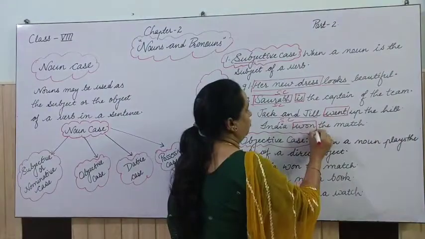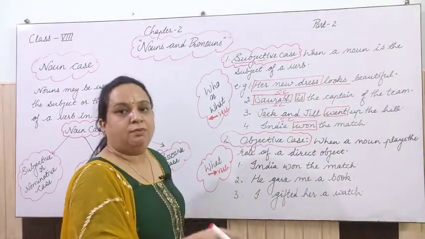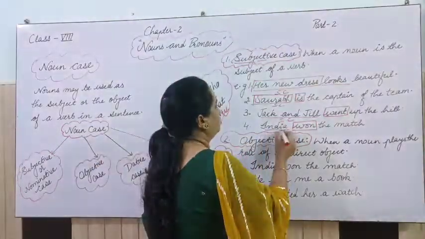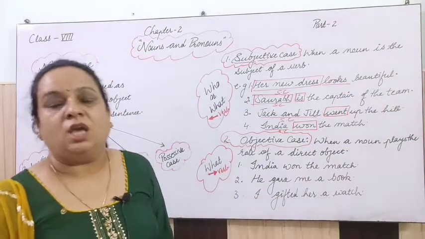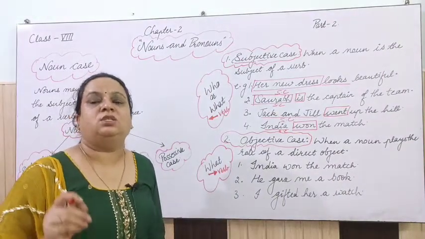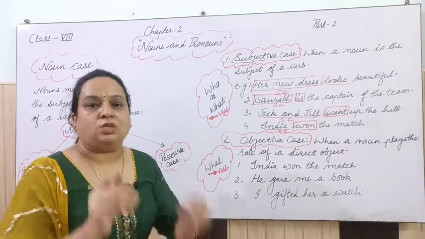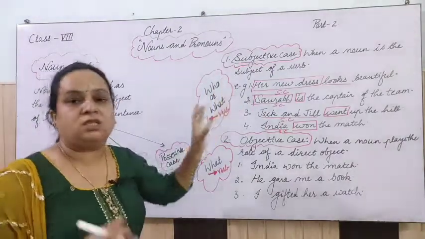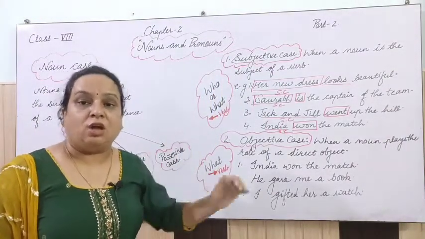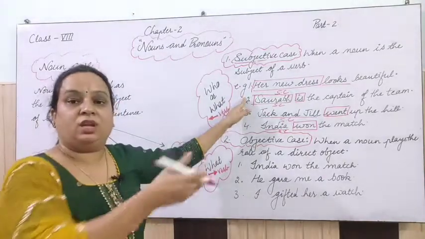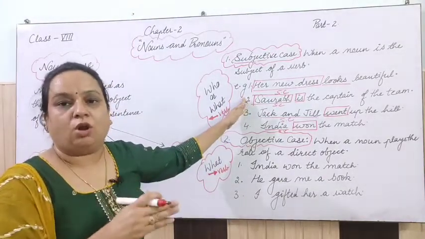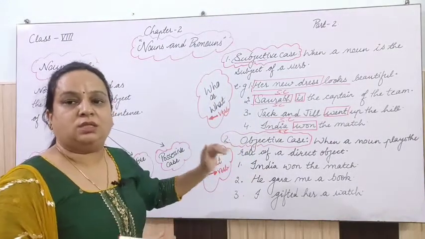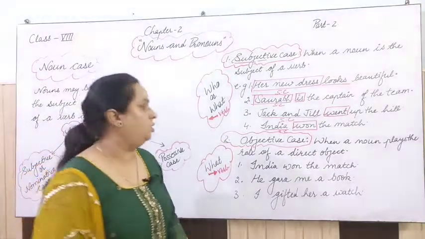Next is India won the match. Won is the verb, right? And what is the subject? Who won the match? India won the match. So this is subjective case, right? Like this you will find out the subjective case in the sentence. Let me revise once again for you. The subjective case is when the noun works as the subject of a verb, and it is not always given in the first position, okay, but in 90% of cases you will get it at the very first place, right? So this we have to learn.